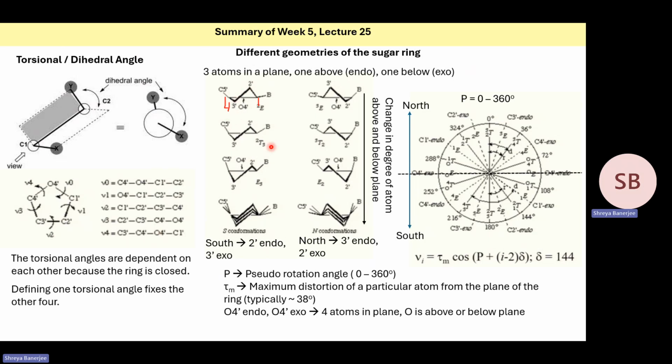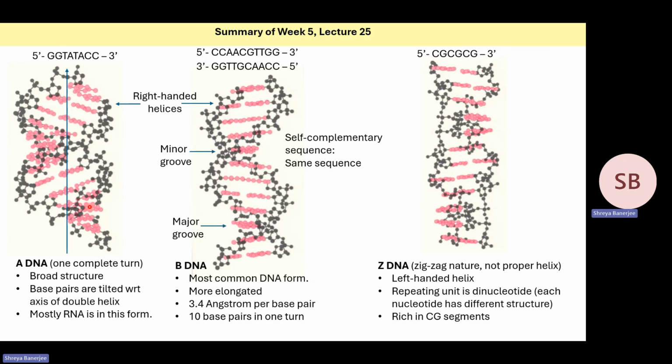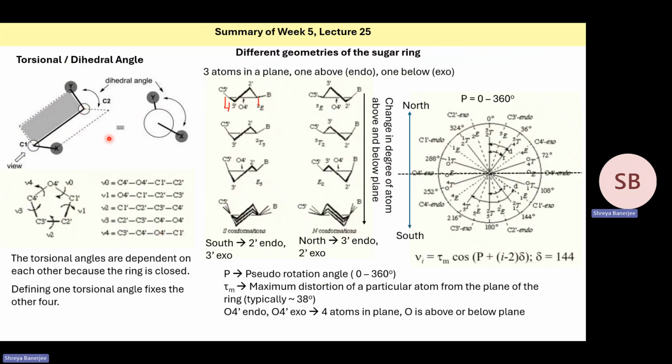You can see in this structure, more or less, they are equally above and below. But in this structure, C2' is largely above and C3' is closer to the plane. And in this structure, it is opposite. So like that, you can have different kinds of S and different kinds of N conformations. This was the different conformations of the 5-membered deoxyribose sugar ring.